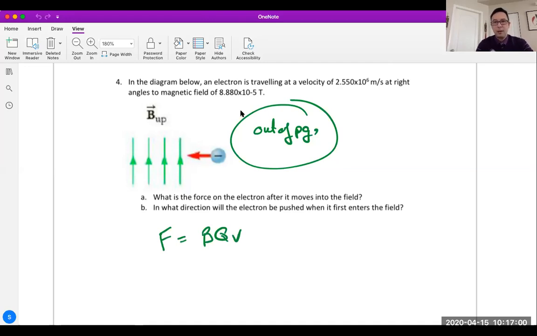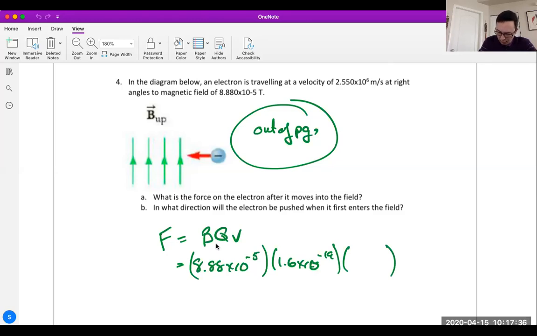The force on the electron is determined by 3 things. The strength of the magnetic field, which is measured in Teslas, which they gave us in the question. It is 8.88 times 10 to the -5. Oh, that -5 should be raised in the question. It's not. But anyways, times the charge on an electron, which you all know is 1.6 times 10 to the -19, times the velocity, which they gave us in the question, is 2.55 times 10 to the 6.